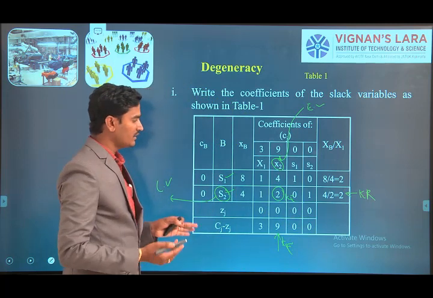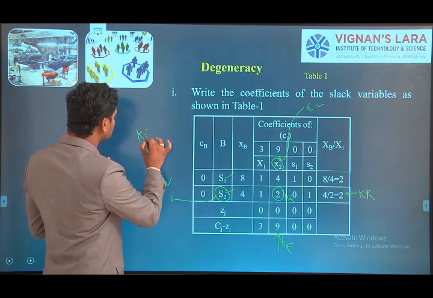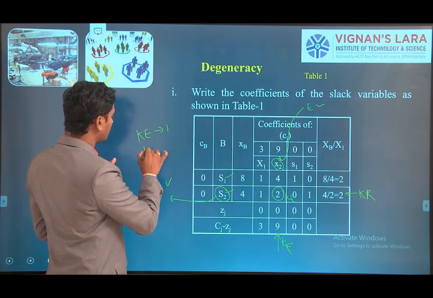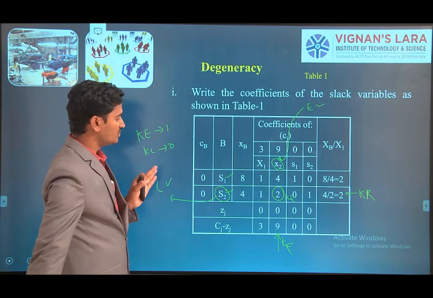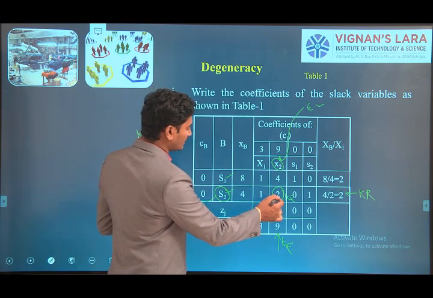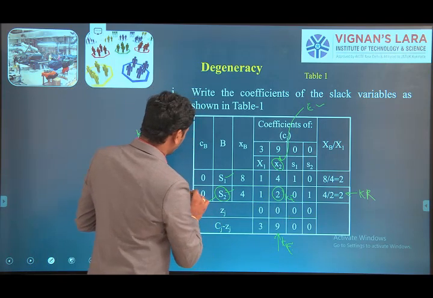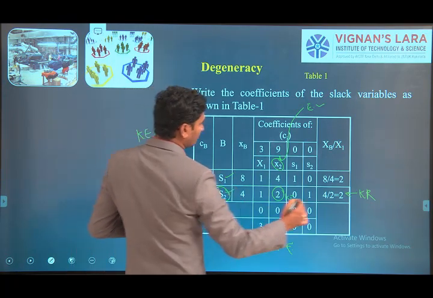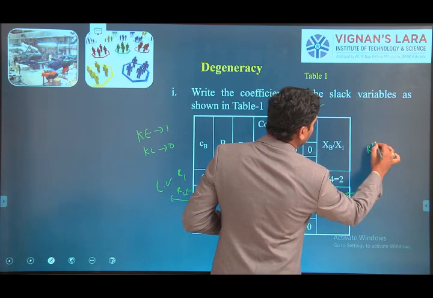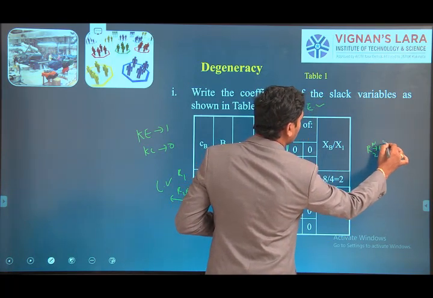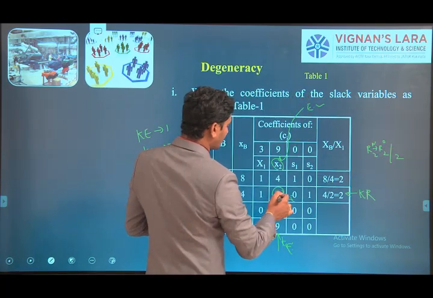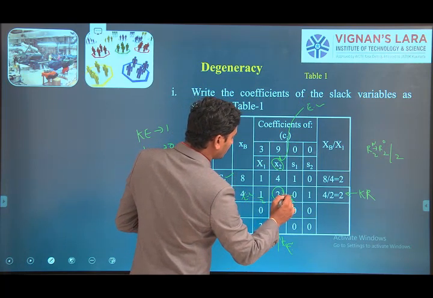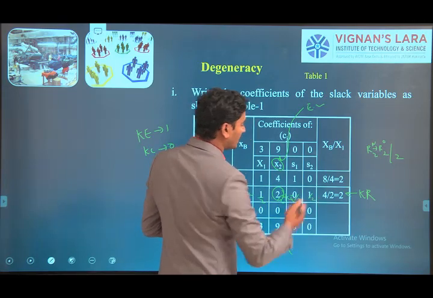What is the rule for further iterations? We have to change the key element value to 1. Then the remaining values of that particular key column we have to convert to 0. Here only two rows are there. Simply we take 2 by 2. Suppose this is R2 and this is R1. R2 new equals R2 old by 2. Then we get 1 here: 4 by 2 is 2, 2 by 2 is 1, 0 by 2 is 0, 1 by 2 is 1 by 2, like this we get.